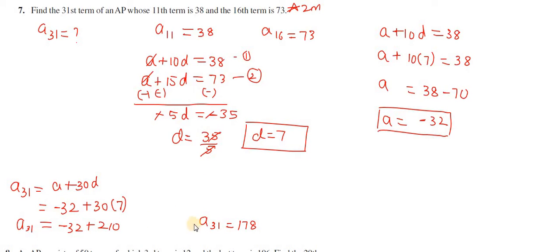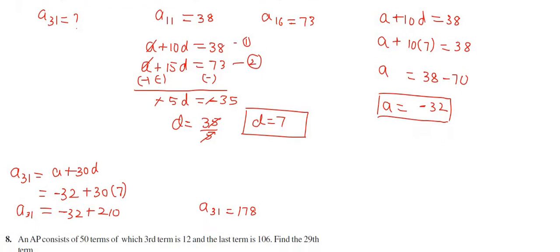So your a31 is equal to 178. We got that a31 is equal to 178. Okay, next we move to the next problem.